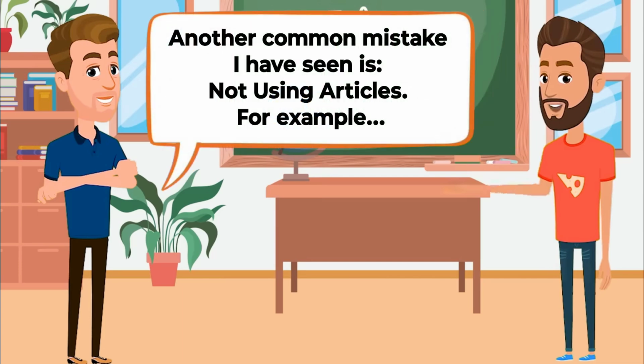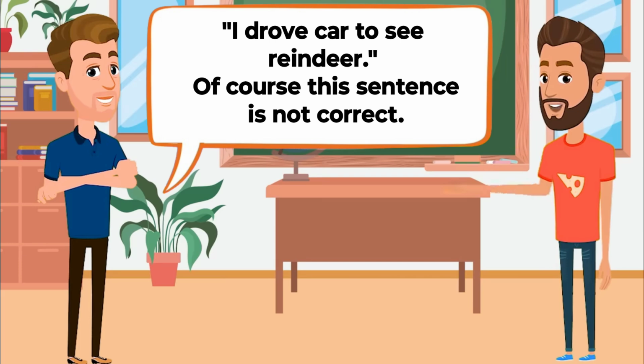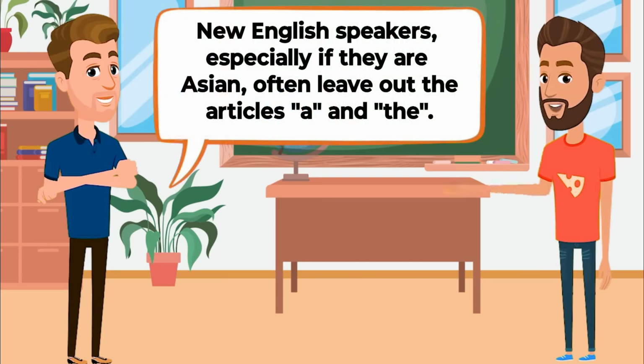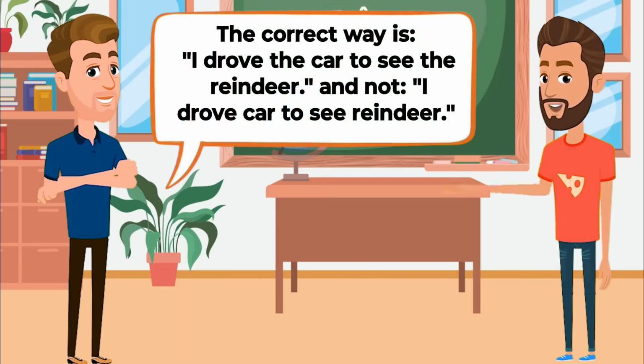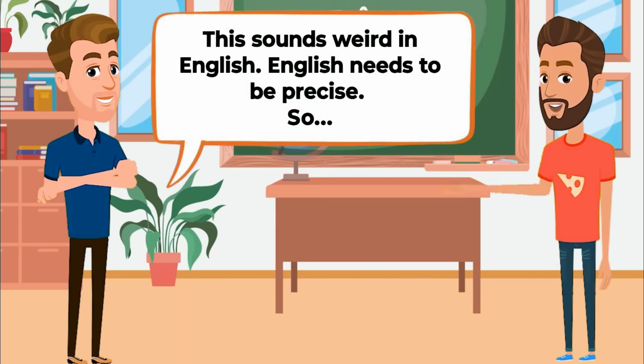Another common mistake I have seen is not using articles. For example, I drove car to see reindeer. Of course, this sentence is not correct. New English speakers, especially if they are Asian, often leave out the articles a and the. The correct way is I drove the car to see the reindeer, and not I drove car to see reindeer. This sounds weird in English. English needs to be precise.